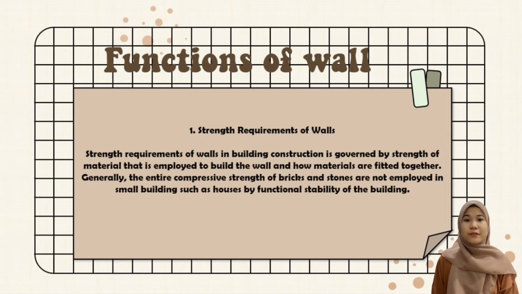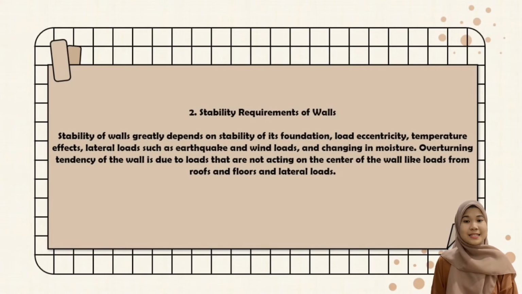Functions of wall. Firstly is strength requirement of wall. Strength requirement of wall in building construction is governed by strength of material that is employed to build the wall and how materials are fit together. Generally, the entire compressive strength of bricks and stone is not employed in small buildings such as houses because of functional stability of the building.